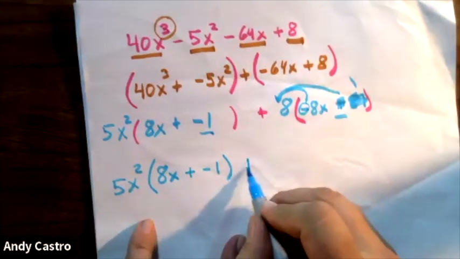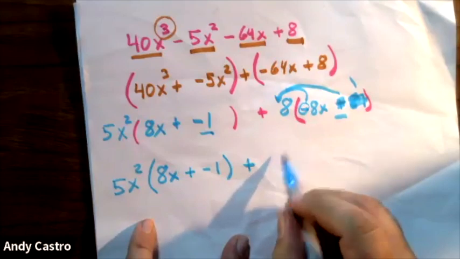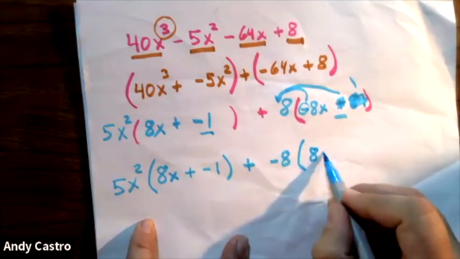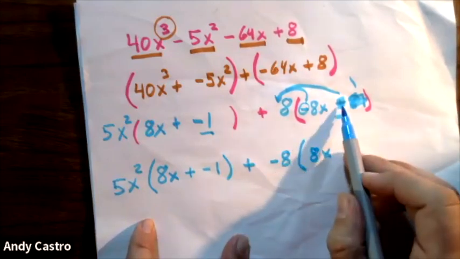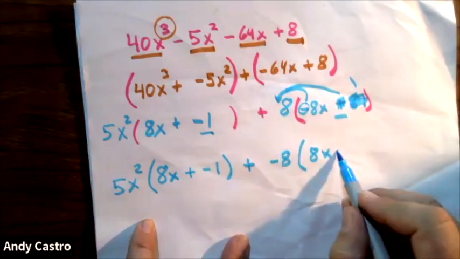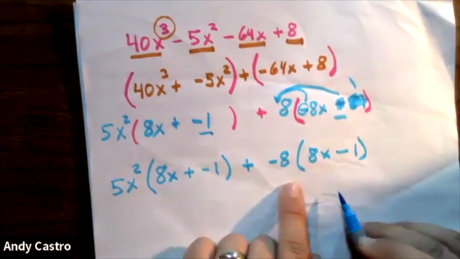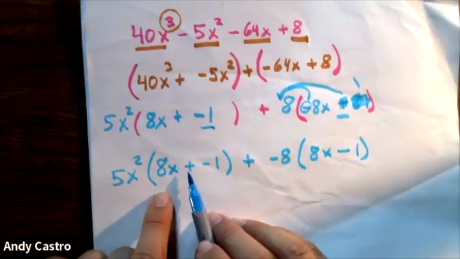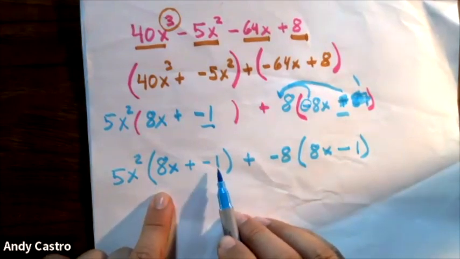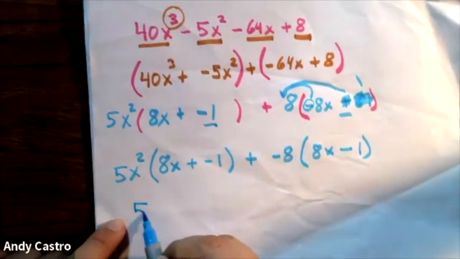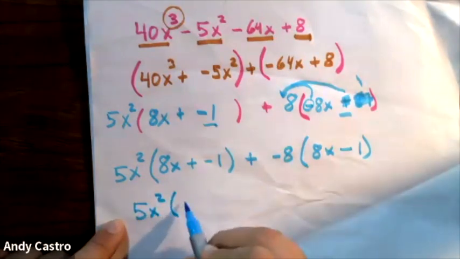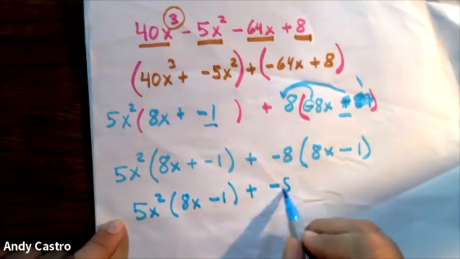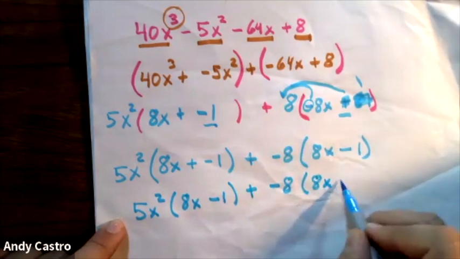And then here I'm going to do plus. If I pull the negative out, I'm going to have negative 8. Then here I will have 8x. And if I pull a negative out of the positive, I'll have a negative. Negative 8 times 8x minus 1, which is what I have here, 8x plus negative 1. Plus negative 1 is the same thing as minus. So 8x minus 1 plus negative 8, and this is 8x minus 1.